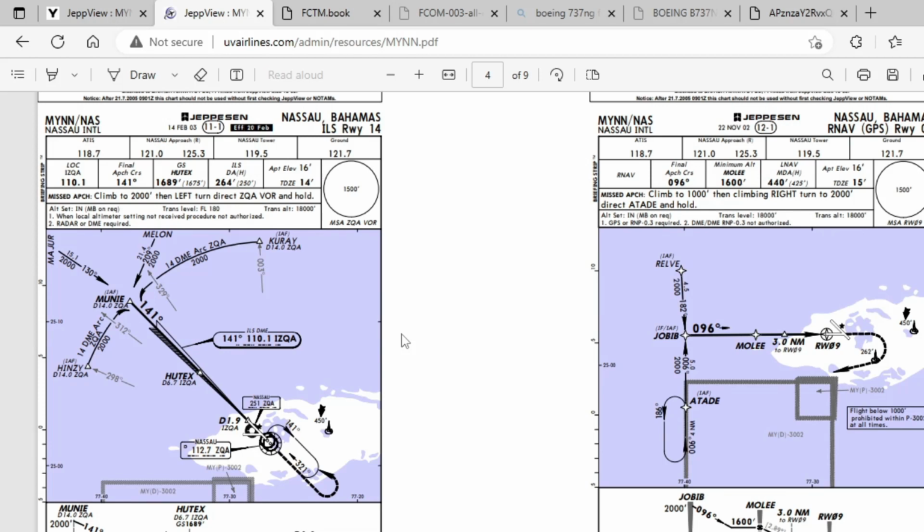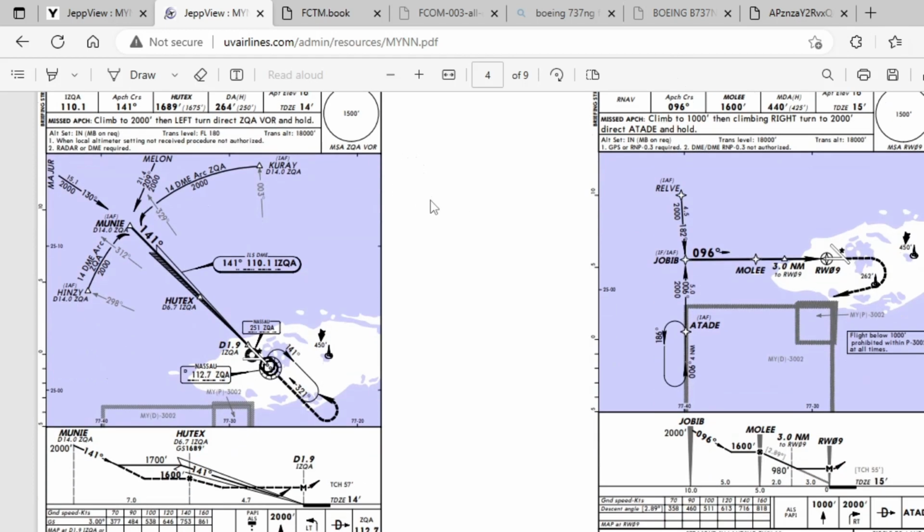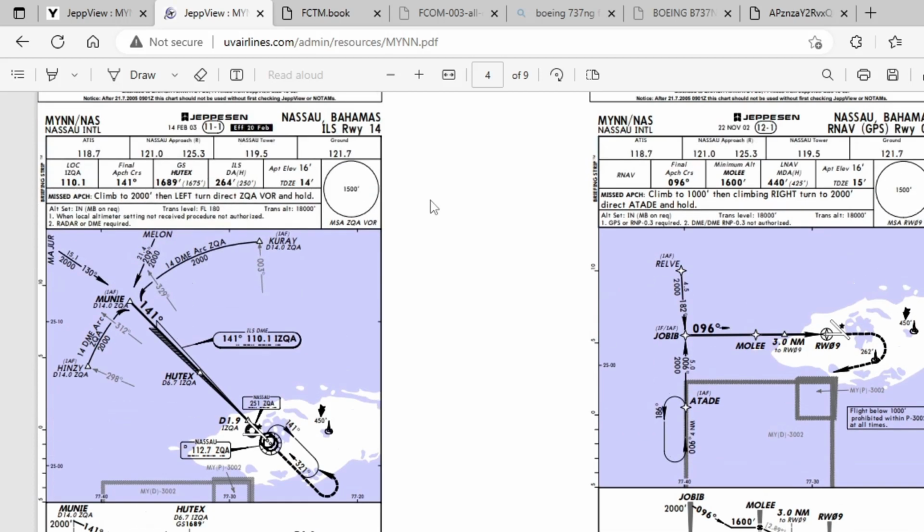But before we get into the approach, it is important to take a look at what kind of approach we are flying first. Alright? So we are going to be flying what's called an ILS, or Instrument Landing System approach, to runway 14, which is the longest runway that we have at Nassau, right? And we are going to be coming through the Kure intersection, right?